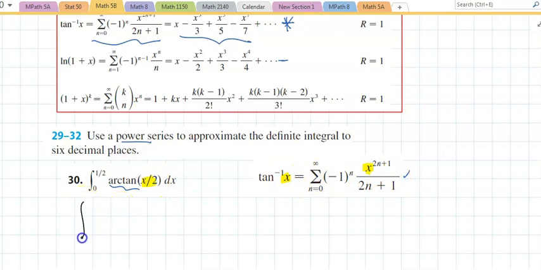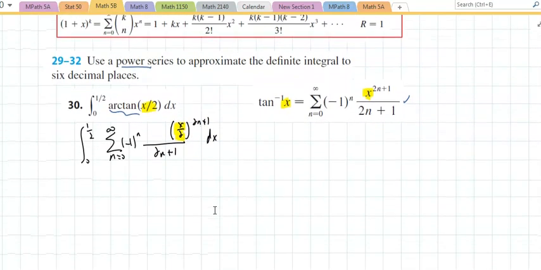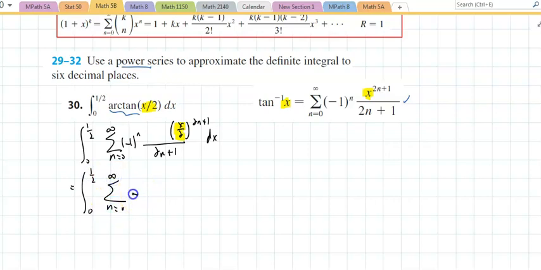the inverse tangent of x over 2. That's going to be the integral from 0 to 1/2 of the series n equals 0 to infinity, negative 1 to the n, over 2n plus 1. Nothing changes except instead of x, you're going to replace it by x over 2. And if I work this out, this is the integral from 0 to 1/2 of the series n equals 0 to infinity, negative 1 to the n, times, and if I clean this up, 1 over 2 to the 2n plus 1 times 2n plus 1, x to the 2n plus 1 dx.